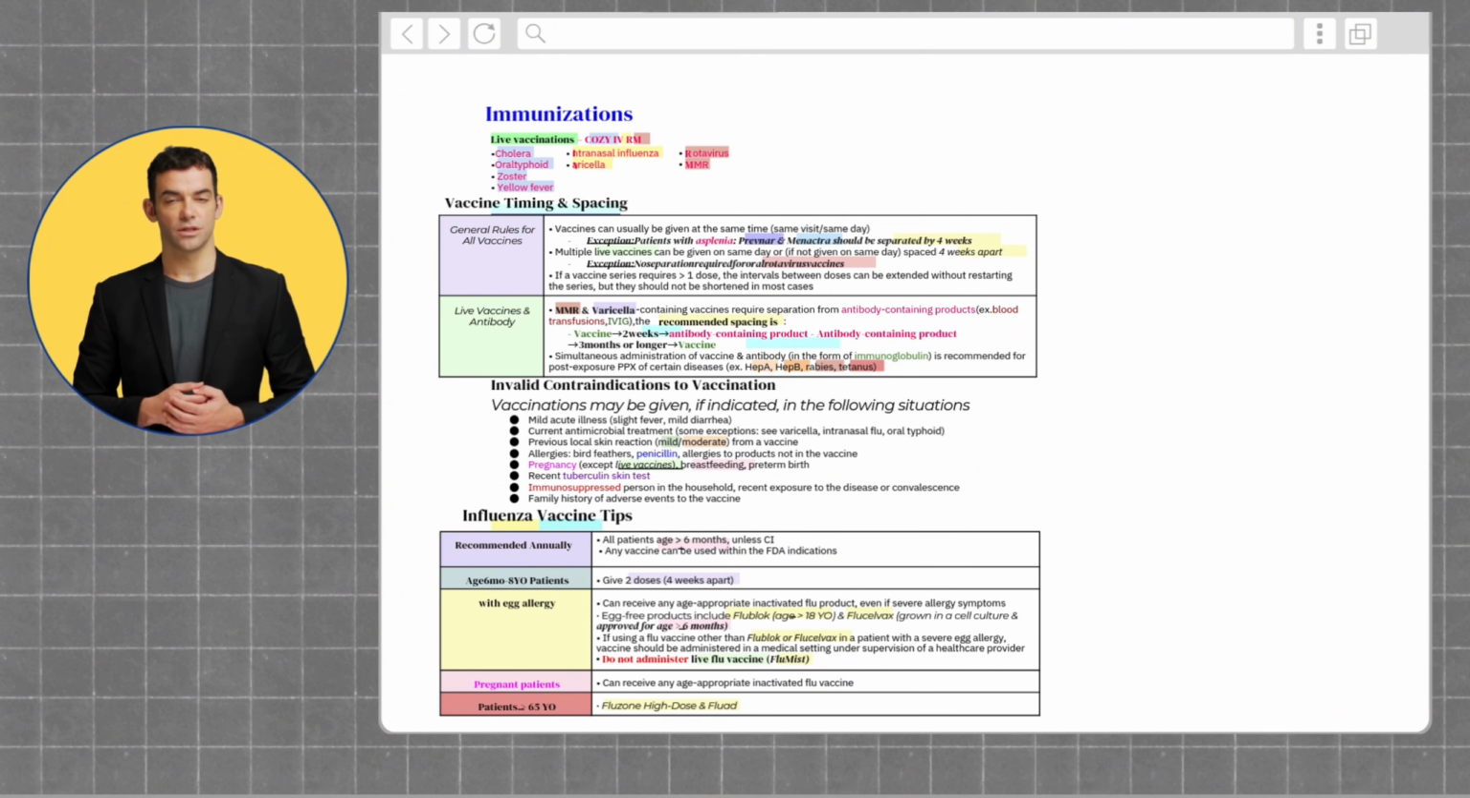Pregnant patients can receive any age-appropriate inactivated flu vaccine. Patients that are 65 years or older should be given Fluzone High Dose or Fluad.